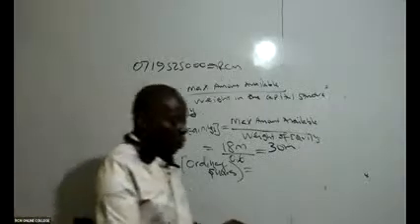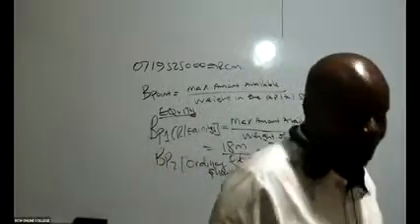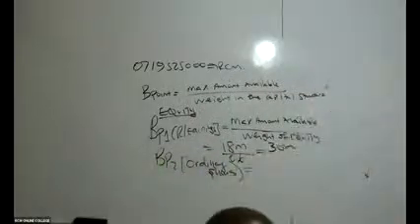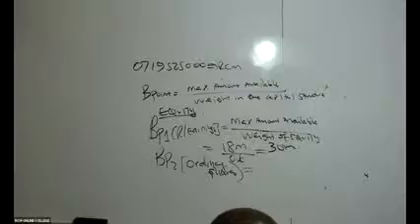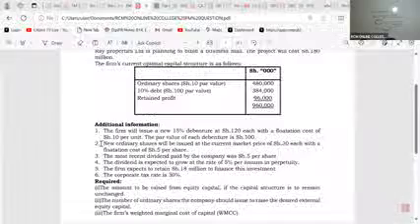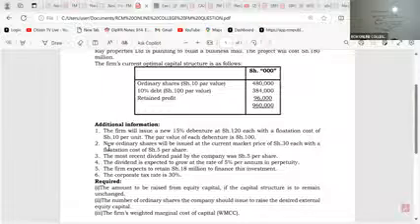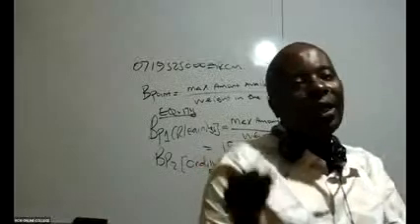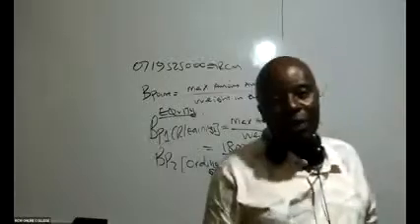So we go to ordinary shares. What are they telling us under ordinary shares? They're only telling us new ordinary shares will be issued at the current market price of 30 each. They're not giving us any maximum. There is nowhere they're defining a maximum amount that we can get from ordinary shares.